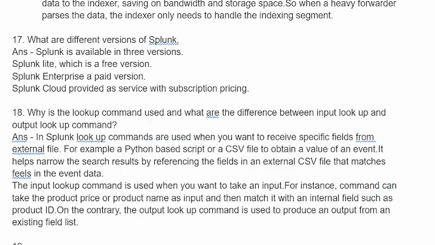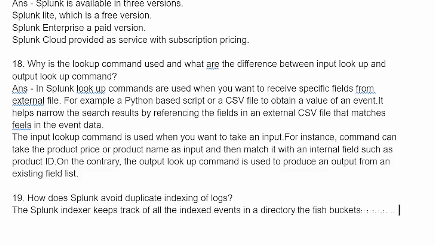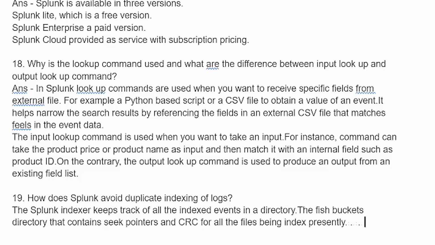How does Splunk avoid duplicate indexing of logs? The Splunk indexer keeps track of all the indexed events in a directory, the fishbuckets directory, that contains seek pointers and CRCs for all the files being indexed presently. So if there is any seek pointer or CRC that has been already read, Splunk will point it out.